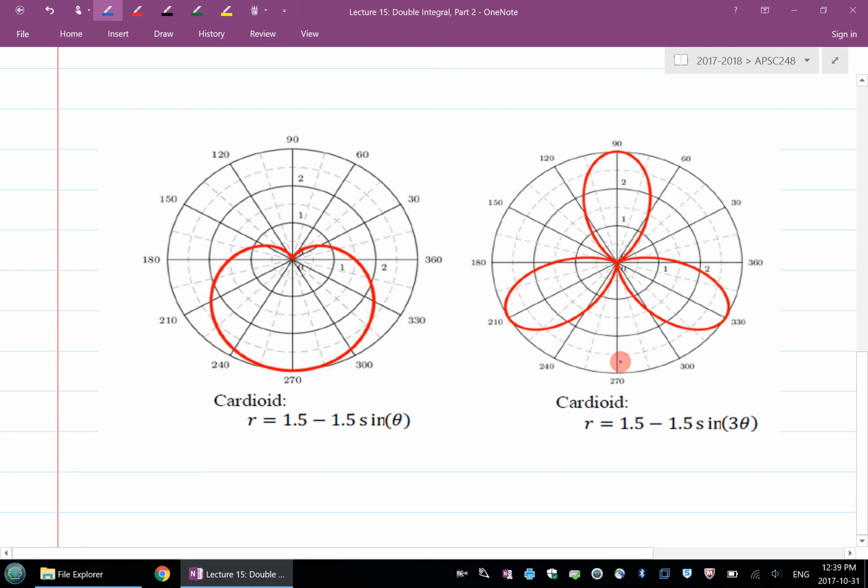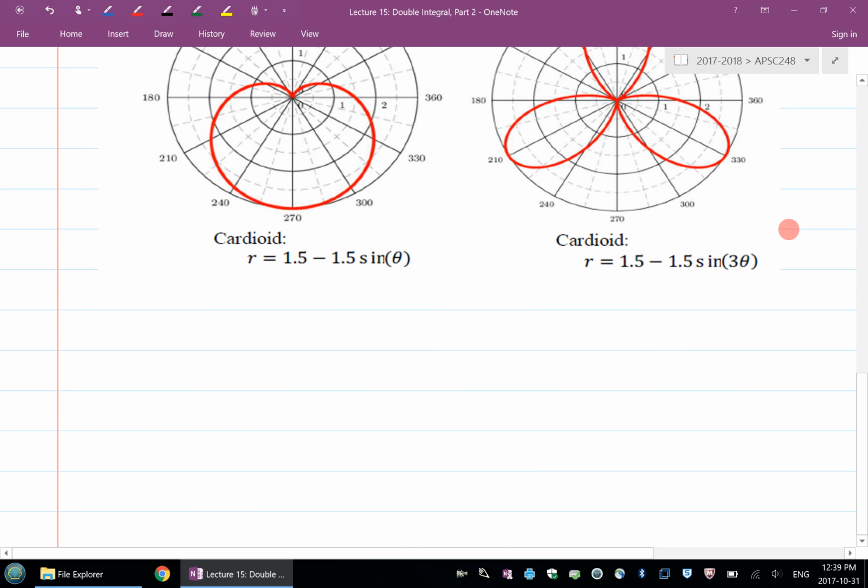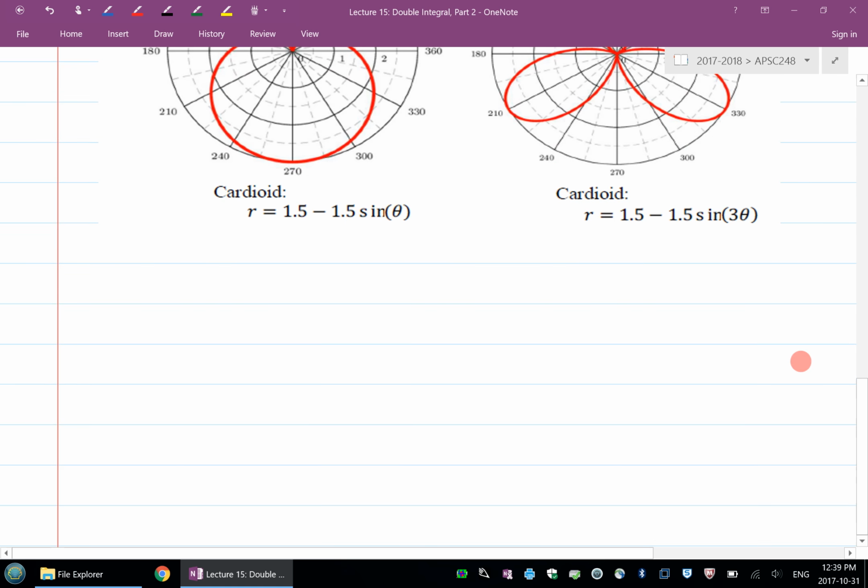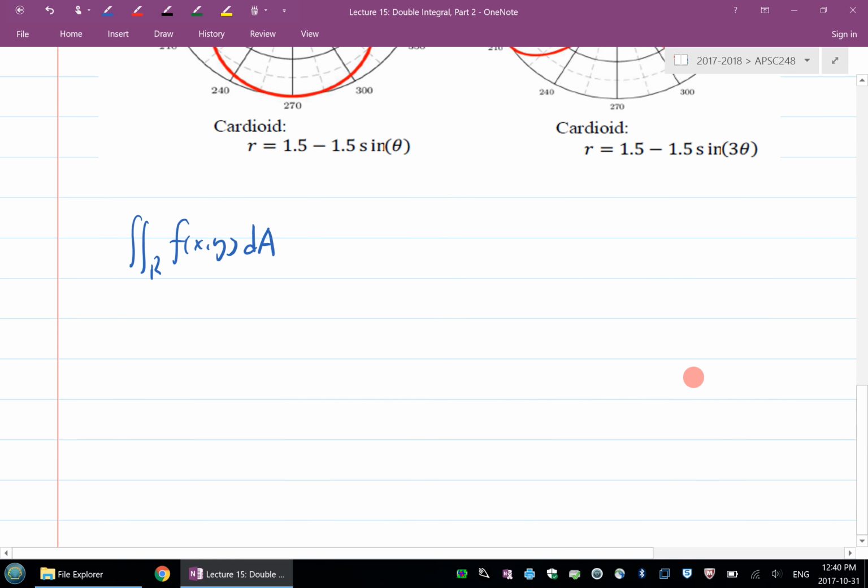So the point here is we wanted to evaluate a double integral using polar coordinates instead of Cartesian coordinates. Let me rewrite the double integral here. Here is a double integral, right? Now the point is I'm not going to deal with x and y anymore. At this stage, I want to actually use r and theta instead of x and y, right? So that's what we're going to do.